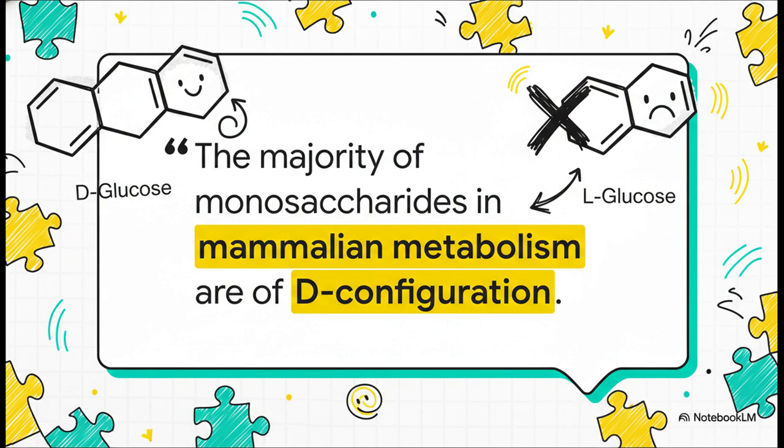So why? It's because our enzymes, the little machines in our cells that process these sugars, are also 3D. They have these perfectly shaped pockets, and only the D form can fit into them. It's like a key fitting into a lock. The L form, it just won't fit. So we can't use it for energy. The 3D shape is literally everything.